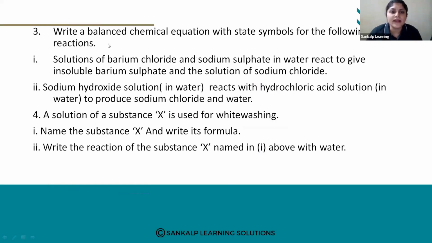Write the balanced chemical equation with the state symbols for the following equation. So these are the equations. For this, you have to write the state symbols. State symbols means the physical state, whether it is solid, liquid, or gaseous. The first is solutions of barium chloride and sodium sulfate in water react to give you insoluble barium sulfate and the solution of sodium chloride.